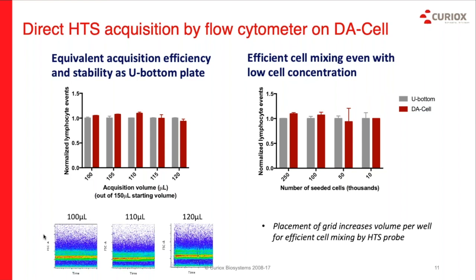As the graph shows, the reading from a drop array plate is as good as reading from a standard U-bottom plate. Even when the cell numbers are as low as 10,000, the recovery of cells by direct reading is comparable between a U-bottom plate and a drop array plate. So this concludes my portion of today's webinar, with just a few highlights of customer data.